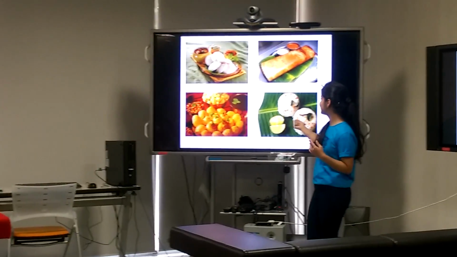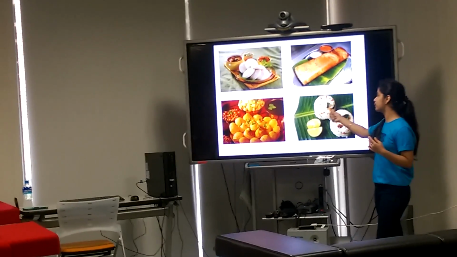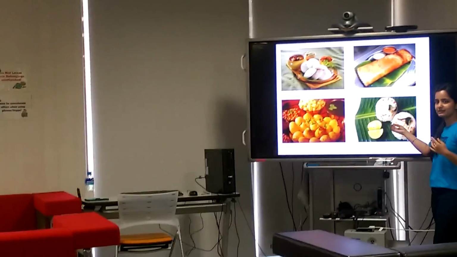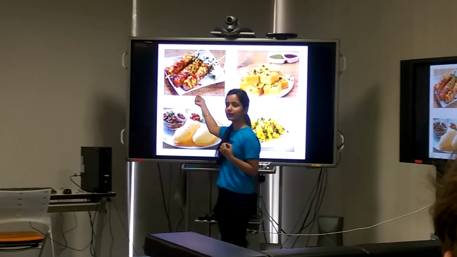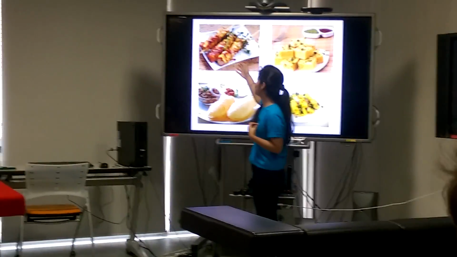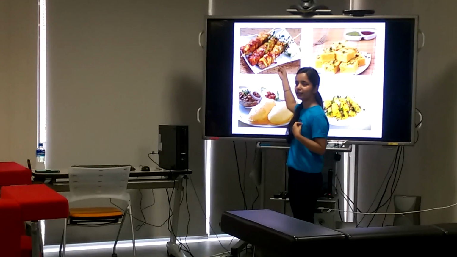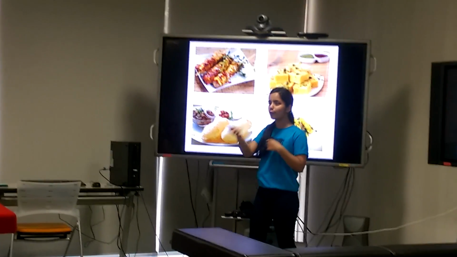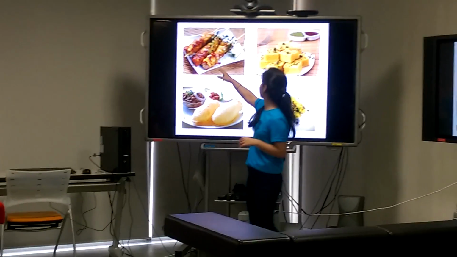And then this is upma. Again, this is made of some rice and some stuffed vegetables. And then I have kebabs. These are also really famous. Instead of chicken, we have another kind of thing like tofu. We have tofu in Japan, and we have paneer in India, which is made from milk.